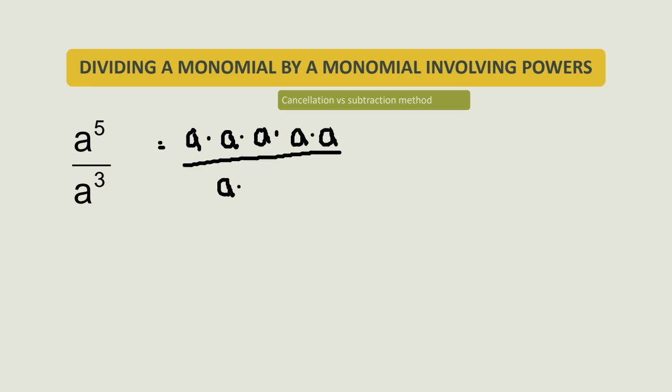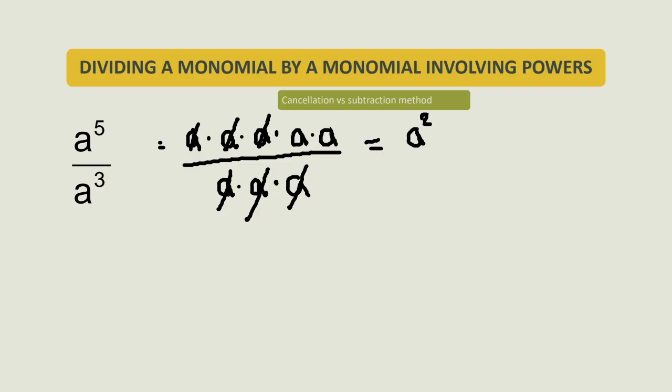But yeah, so I have 5 a's on the top and 3 a's on the bottom. So this one can cancel this one, and this one can cancel this one. So all I'm left with is 2 a's on the top, or a squared. And then on the bottom, I'm left with a 1, but we don't have to write that, right? So I'm left with a squared.